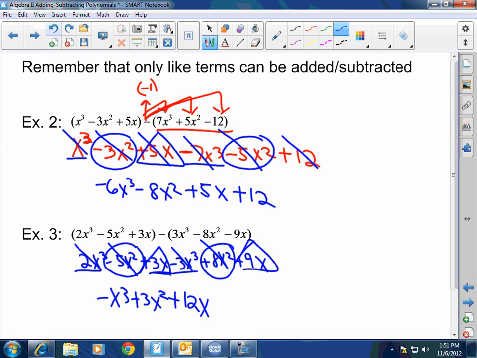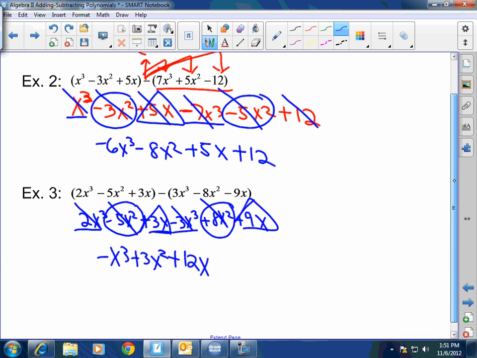Is this in standard form? Yes, because I'm going from highest exponent to lowest exponent. What is the name of this polynomial based on degree? What is the name of this polynomial based on number of terms? Trinomial. You guys rule. Does that make sense?